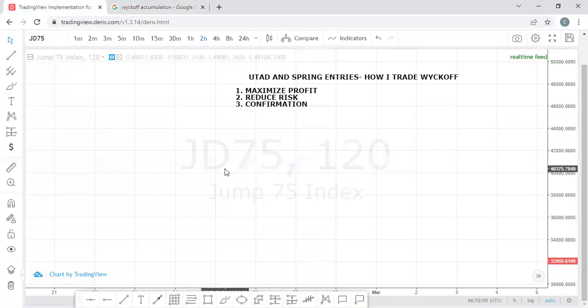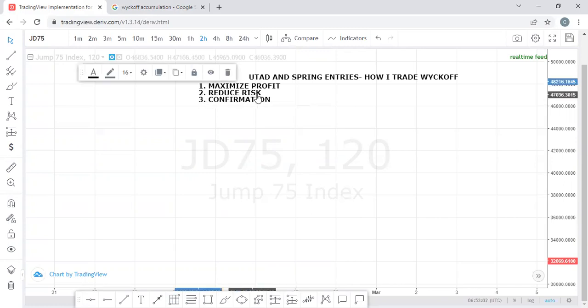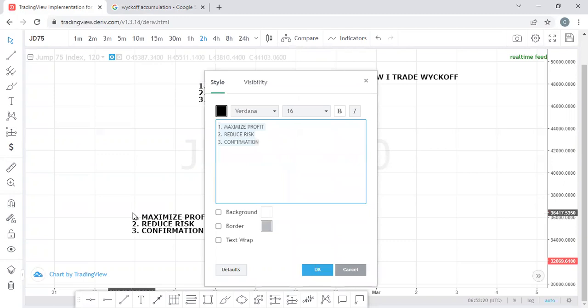I want to go straight to the points now, right? So basically, I say that the use of this is to maximize your profit, to reduce your risk, and for trade confirmation, right? You want to buy when the market is buying, and you want to sell when the market is selling, right? So now this is how I use it. Firstly, the first way I use Wyckoff schematic is that if I want to catch my entries at the UTAD or at the spring, I wait for this to play out, right?